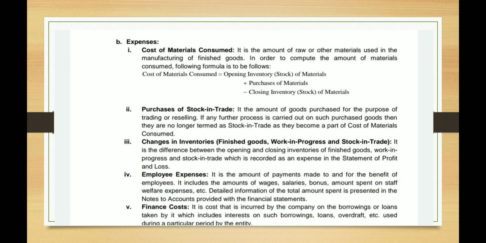Change in inventories. What is change in inventory? You have already studied this before. The change in inventory is the difference between opening and closing inventory of finished goods, work in progress and stock in trade, which is recorded as an expense in the statement of profit and loss account. Employee expenses are the amount of payment made to and for the benefit of employees. Whatever expenses you incur on your employees are included in employee expenses. It includes wages, salaries, bonus, amount spent on staff welfare expenses, etc.